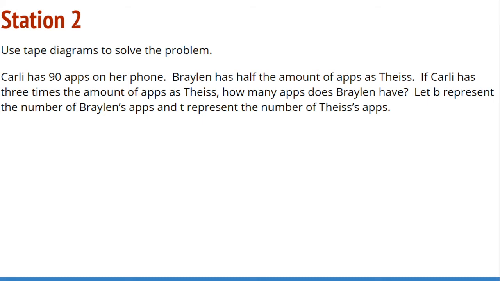Okay, Carly has 90 apps on her phone. Braylon has half the amount of apps as Theus. If Carly has 3 times the amount as Theus, how many apps does Braylon have? Well, let's see. So I've got Carly. Carly is more than Theus, and Theus is more than Braylon. So my smallest is Braylon, and Braylon is a little bit less than Theus, who's a little bit less than Carly.